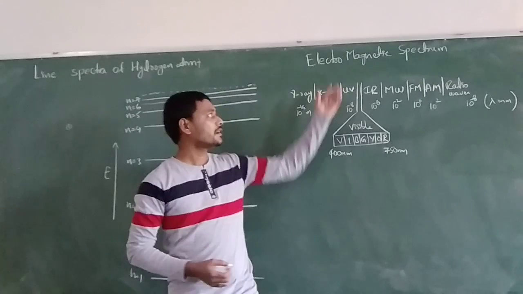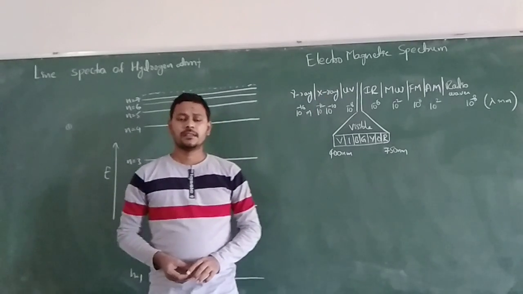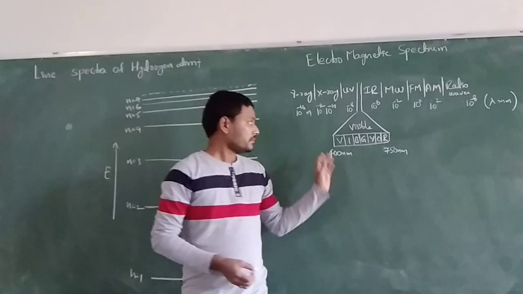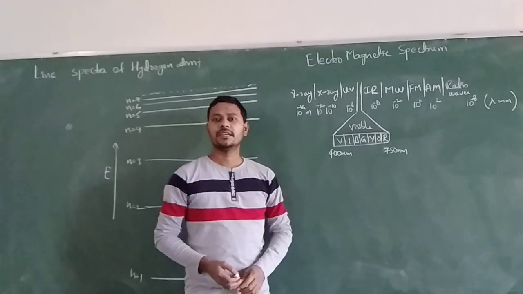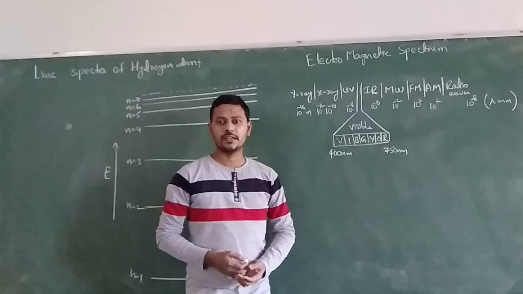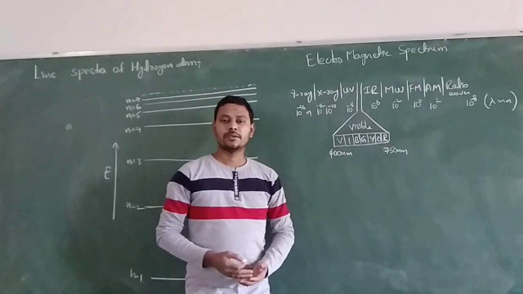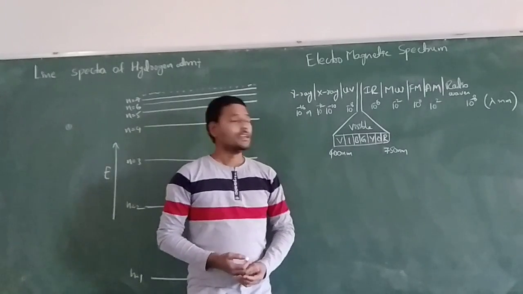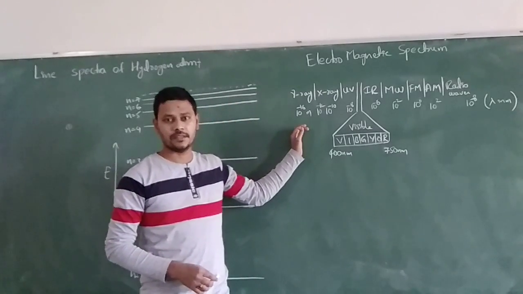And what is the electromagnetic spectrum? The arrangement of electromagnetic radiation in the increasing order of wavelength or decreasing order of frequency is called the electromagnetic spectrum. So, the increasing order of wavelength or decreasing order of frequency.